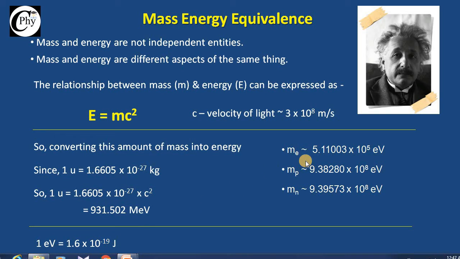So if we express the mass of the electron, proton and neutron in terms of energy, this will become 5.11003 × 10^5 electron volts for the electron. The mass of the proton becomes 9.38280 × 10^8 electron volts, and the mass of the neutron becomes 9.39573 × 10^8 electron volts.